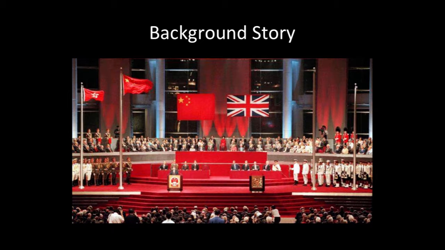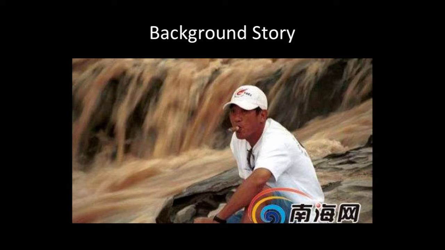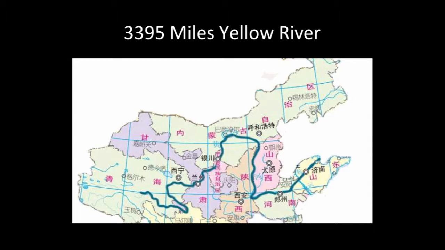In 1997, for celebrating Britain returning Hong Kong to China, a stuntman named Ke Shouliang wanted to perform a very thrilling stunt performance to celebrate this event, this moment. The idea is how to drive a car and fly across one of the most famous rivers in China. The name of the river is Yellow River, and it's 303,095 miles, the second largest river in China.